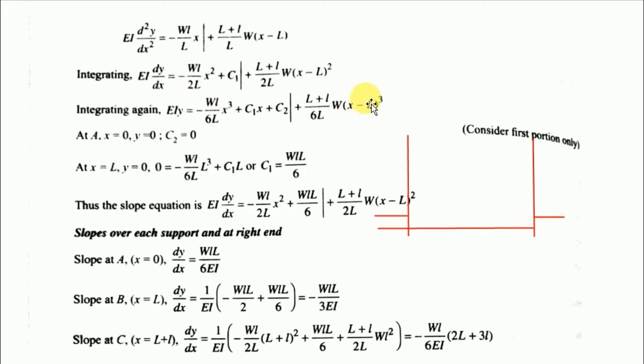Okay, then we again integrate this particular equation and we have an equation in terms of EIy, where y is a deflection, and in the above equation dy upon dx is the generalized slope equation for the beam. So now we have to find the constant values, and basically how to find them, we simply put the boundary conditions based on the conditions given in the question.